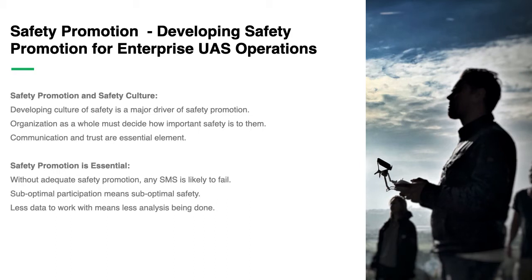The other part of safety promotion is communication and trust are essential to a properly functioning safety management system. People need to understand and trust that they will be allowed to, for instance, make reports on important safety information without fear of retribution, and that they can be frank and upfront about safety issues so that they don't have to fear talking about safety.